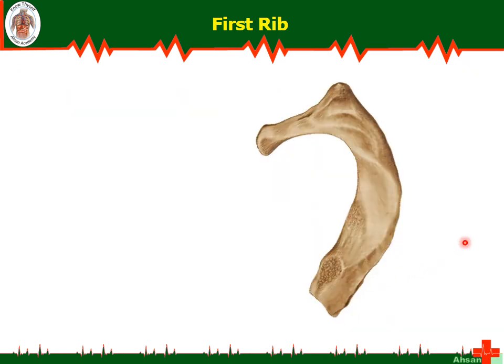Let us discuss the other features. The previous slide discussed the distinguishing points present in the first rib that make it different from the other ribs. So let us see the general features of the first rib. The first rib has a posterior end, an anterior end, and an intervening shaft. The posterior end has a head, neck, and tubercle.